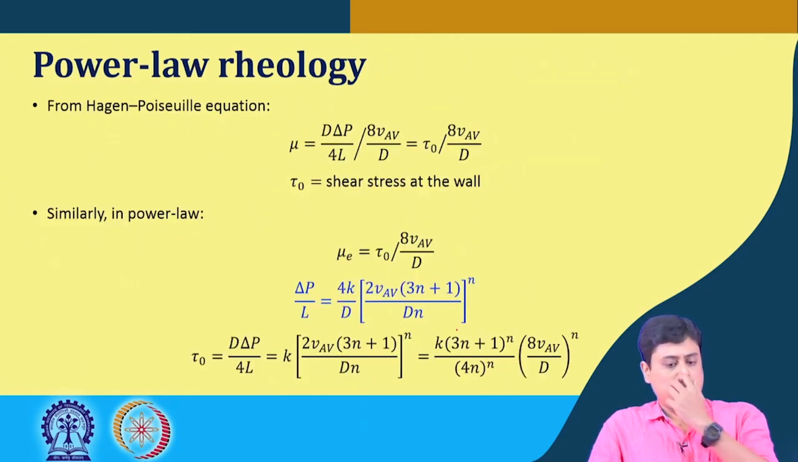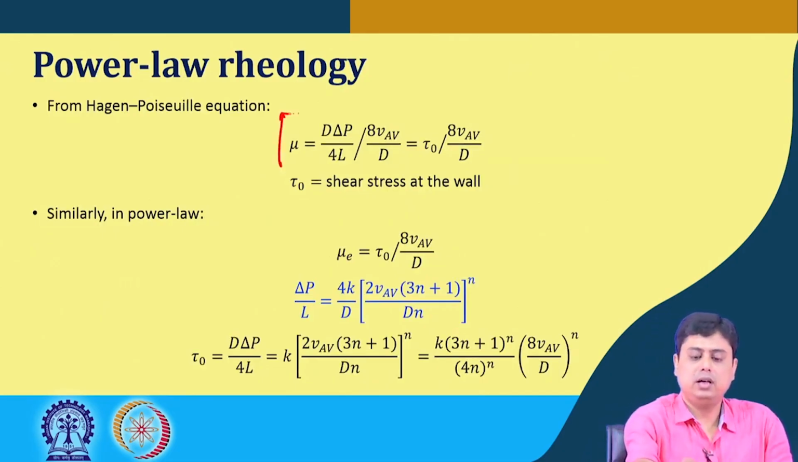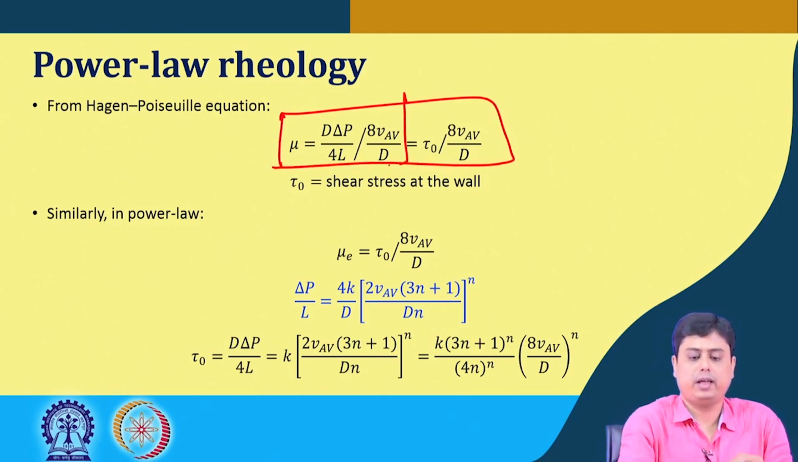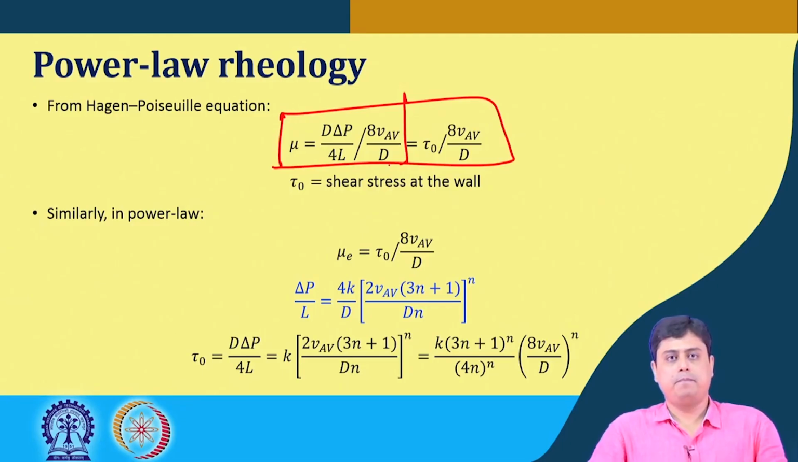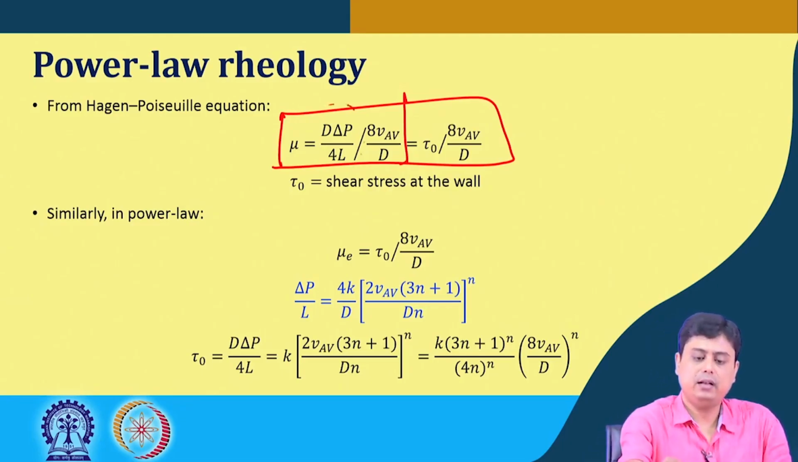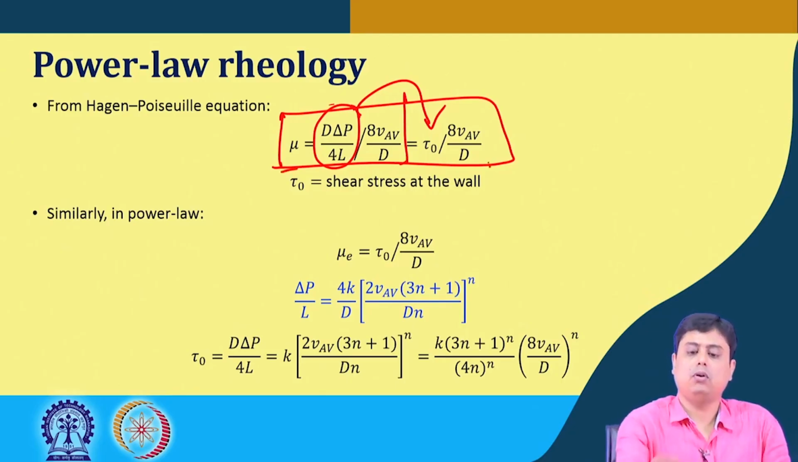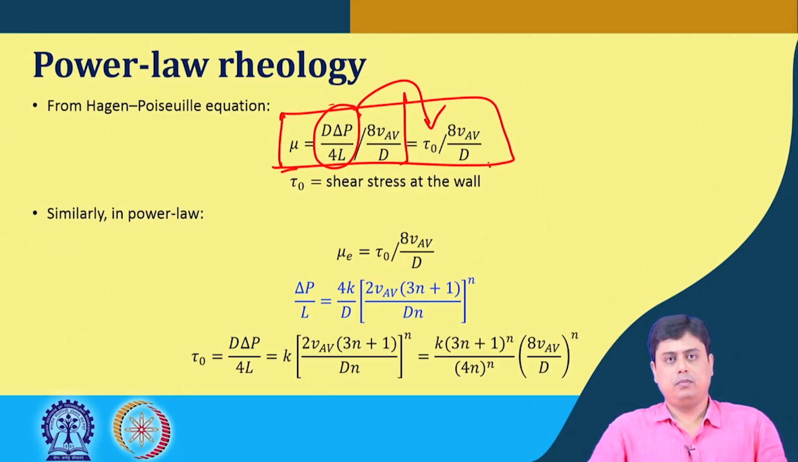So now, from the Hagen-Poiseuille equation we can write this in a slightly reoriented form. So this is the expression of the Hagen-Poiseuille. We have just rearranged that in order to write this term as tau 0, which is the shear stress at the wall. So for Newtonian liquid we can write the mu in this form by rearranging the Hagen-Poiseuille equation.